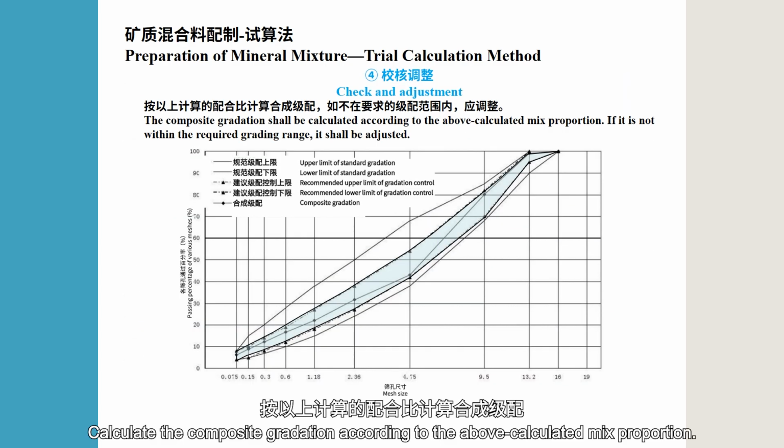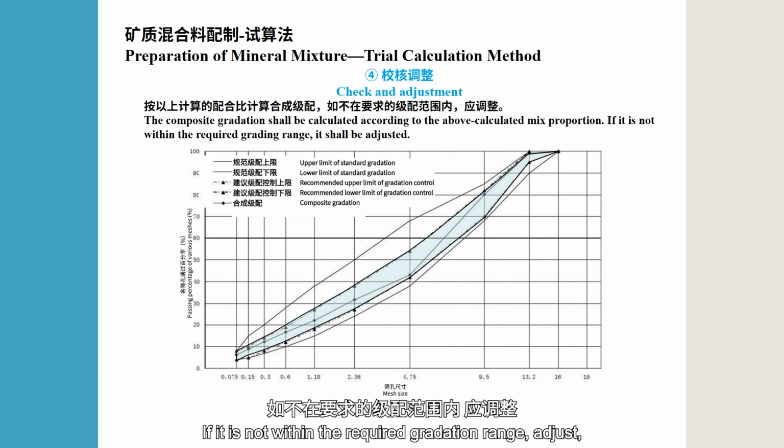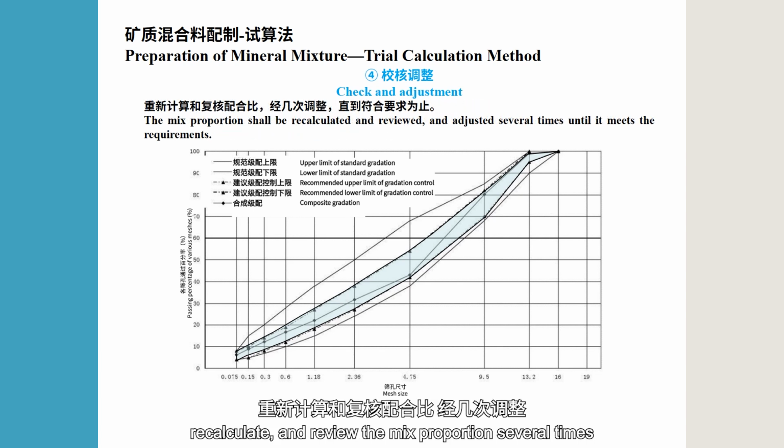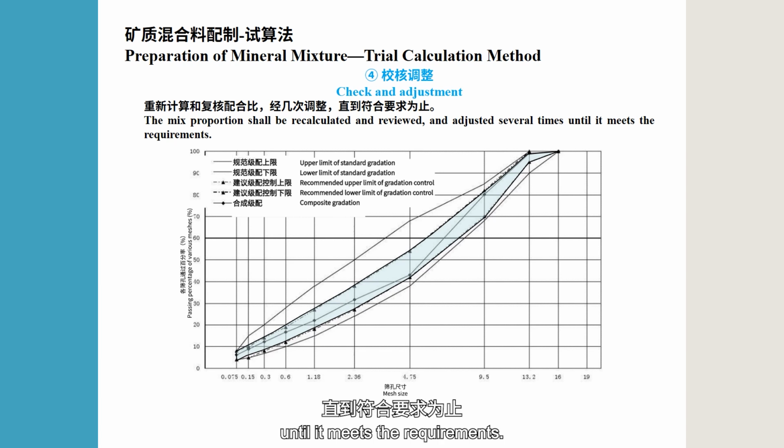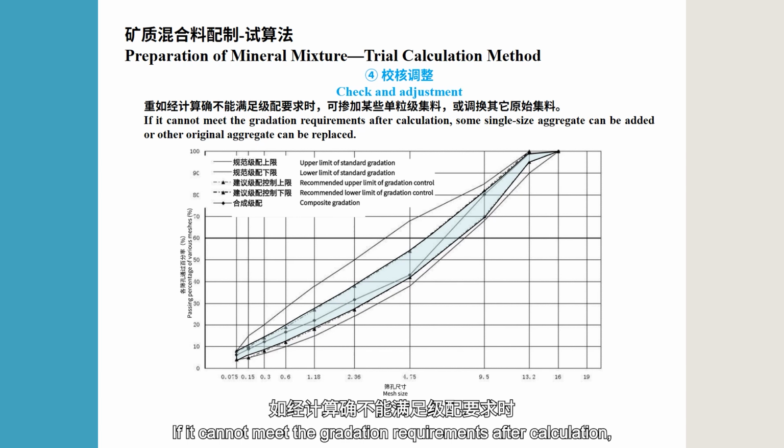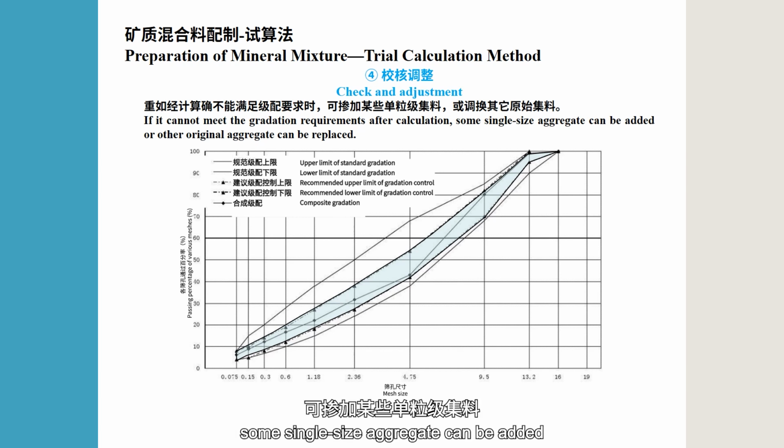Calculate the composite gradation according to the above calculated mix proportion. If it is not within the required gradation range, adjust, recalculate, and review the mix proportion several times until it meets the requirements. If it cannot meet the gradation requirements after calculation, some single-size aggregate can be added or other original aggregate can be replaced.